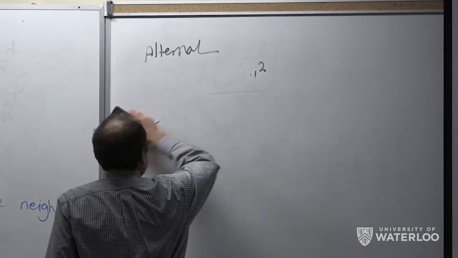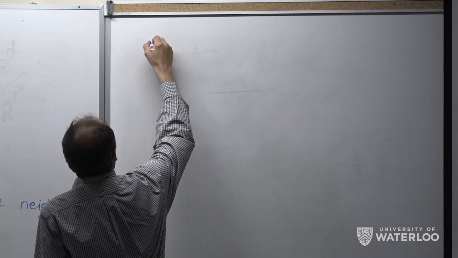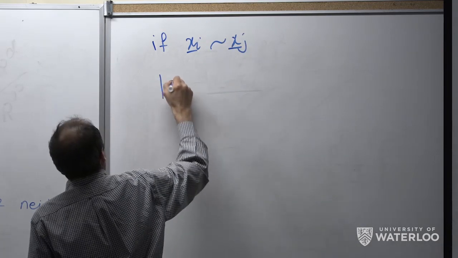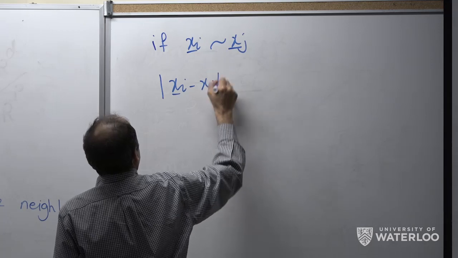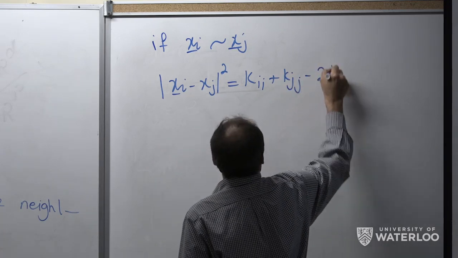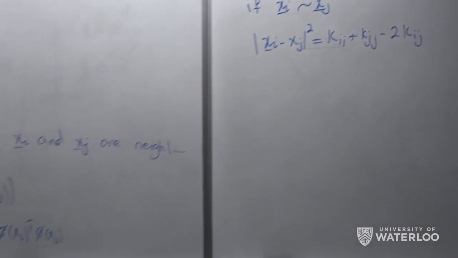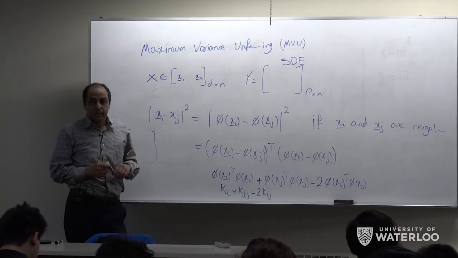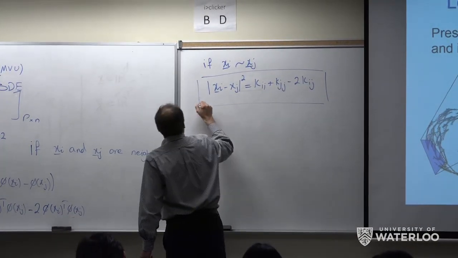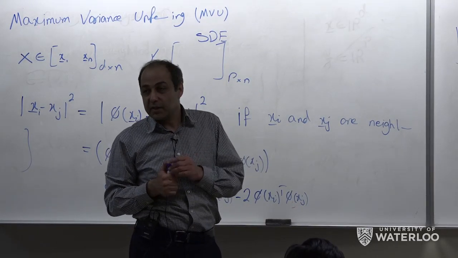So I'm looking for a kernel that has this condition for any 2 points that are neighbors. So if xi is neighbor of xj, then xi minus xj squared should be kii plus kjj minus 2kij. That's one condition. What else? Think about other conditions that the K needs to have.